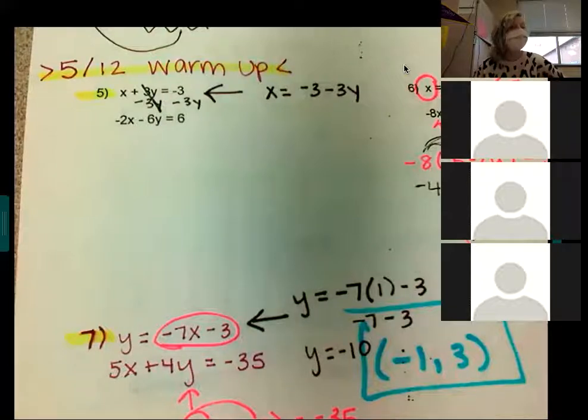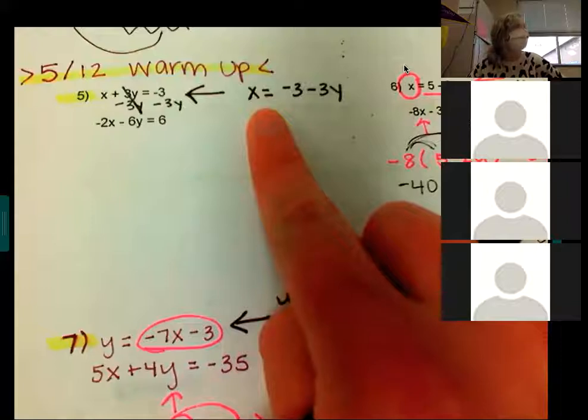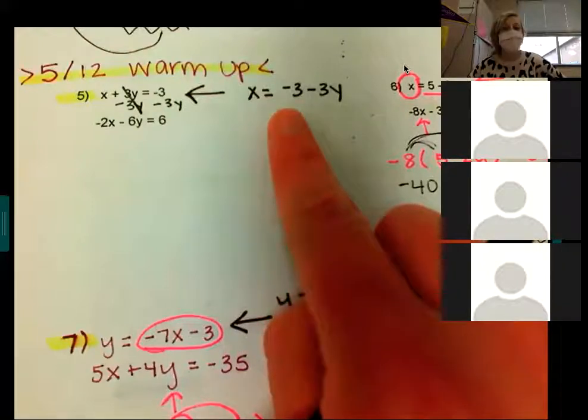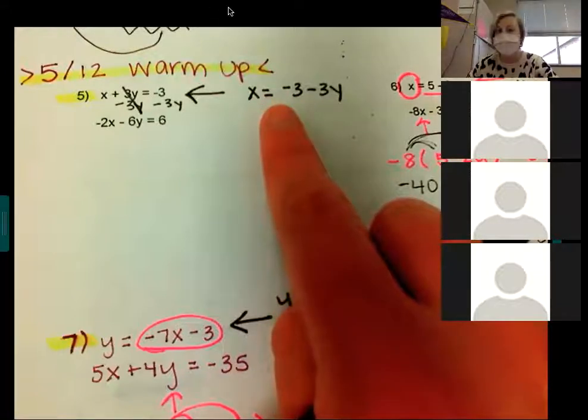It doesn't matter because this isn't y equals mx plus b. We solved for x. That's a good question. Nope, does not matter. You could have put negative 3y minus 3 if you wanted, but this technically is not y equals mx plus b. So you could have written it just like this.